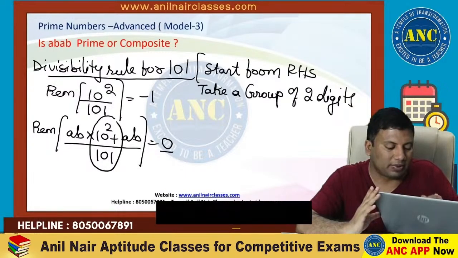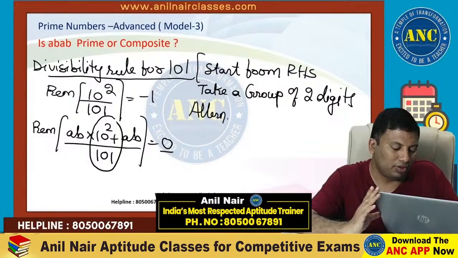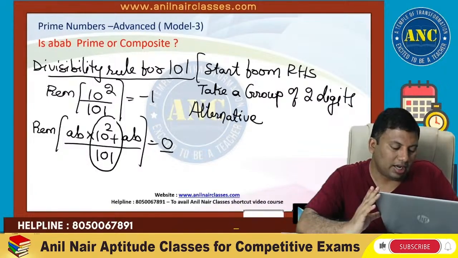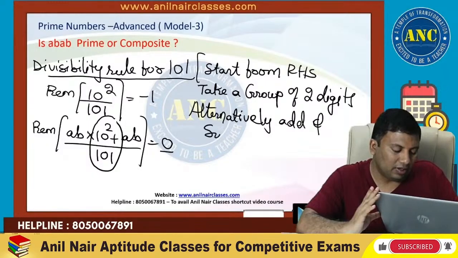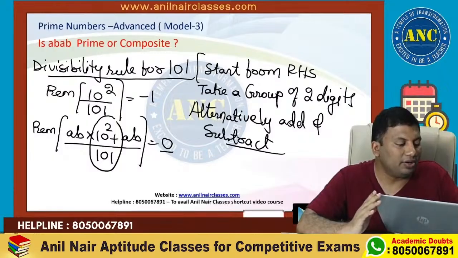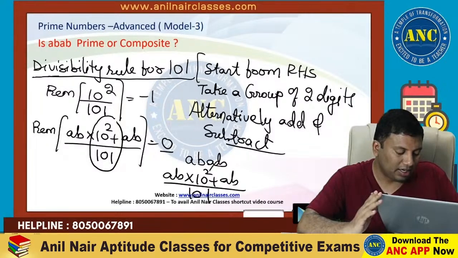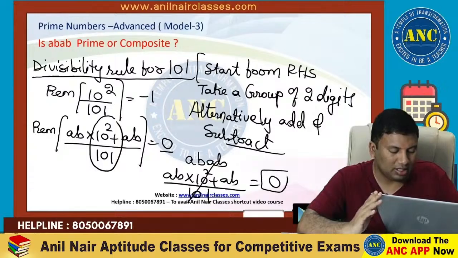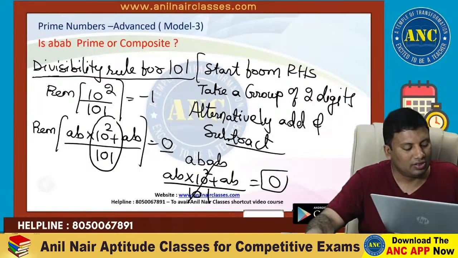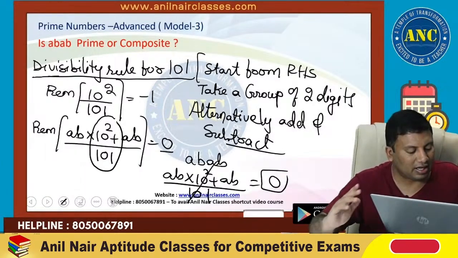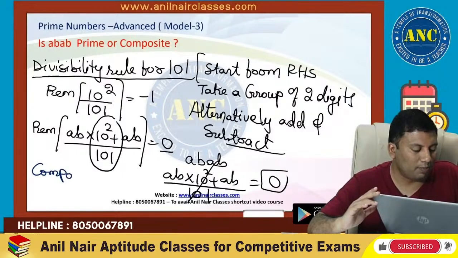Alternatively add and subtract. Take a group of 2 digits and alternatively add and subtract. If I do that, I will get the remainder when you divide a number by 101. So AB is nothing but AB into 10 square plus AB, divided by 101: AB minus AB plus AB, 0 plus AB, 0. That means the answer is divisible by 101. So it is a composite number.